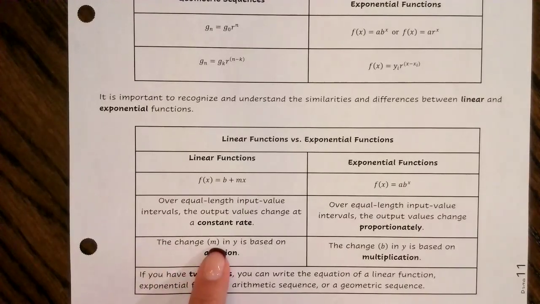The change in y is based on addition with linear equations, whereas here it's based on multiplication. So if our common difference is addition or subtraction, that's where you're going to see linear. And if it's a multiplier, that's where you're going to see an exponential function. If you have 2 points, you can write the equation of a linear function, an exponential function, an arithmetic sequence, or a geometric sequence. So given 2 points, you can write it in any of those forms.